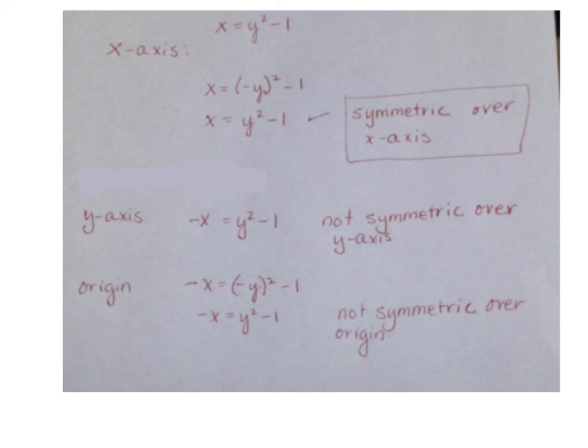So this one is symmetric over the x-axis. When I put negative y in for y and I simplify it, it looks like the original equation. It's not symmetric to the y-axis. I put negative x in for x, not equal to the original equation. It's not symmetric to the origin either. If I put negative x in for x and I simplify, I don't get the original equation. So therefore, it is only symmetric over the x-axis.